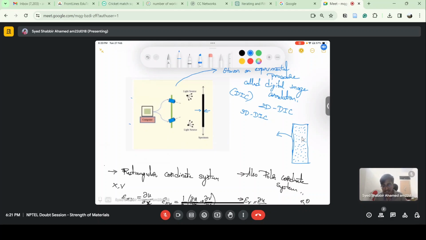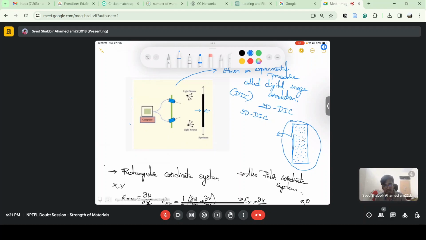Then you compare this initial image, the undeformed image of the specimen, with the later ones. As the load is applied, the specimen deforms, and you can see there will be change in these images, because the speckles are moving away or towards each other due to the deformation. This is processed in the computer, and we get the full field strain measurements. Whenever I say full field, it gives the information about the whole of the specimen, as much as it is capturing.